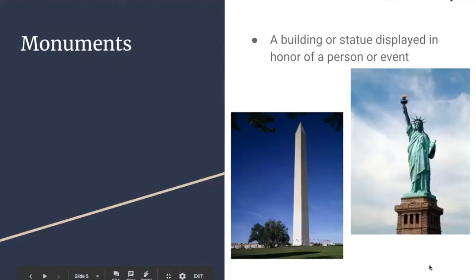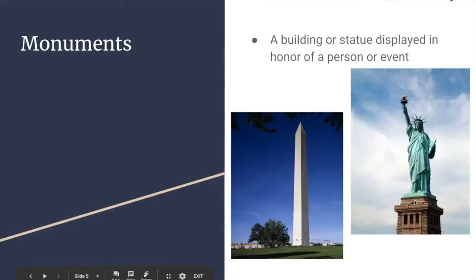And our next vocab word would be monuments. Monuments are a building or a statue displayed in honor of a person or an event. And so some famous national monuments that we have here in the United States would be the Washington Monument and the Statue of Liberty. The Washington Monument is for George Washington. He is considered the father of our country. And so in Washington, D.C., we had a Washington Monument put up in his honor.